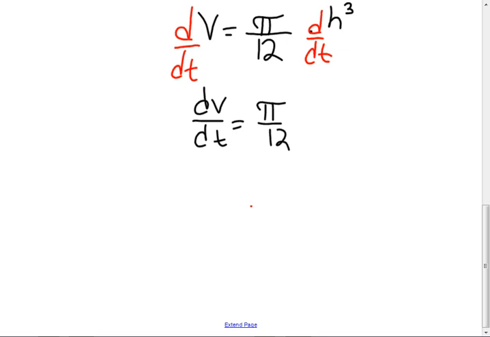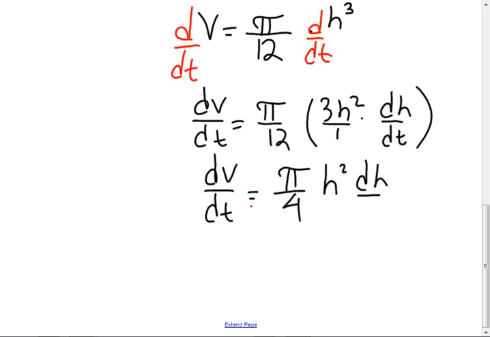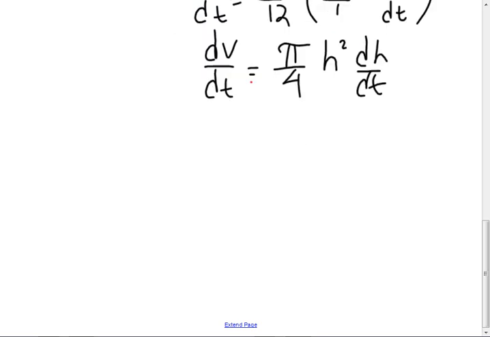What's the derivative of h cubed? 3h squared times dh dt. Okay. Right? Can you simplify that? dv dt is pi over 4 h squared dh dt.